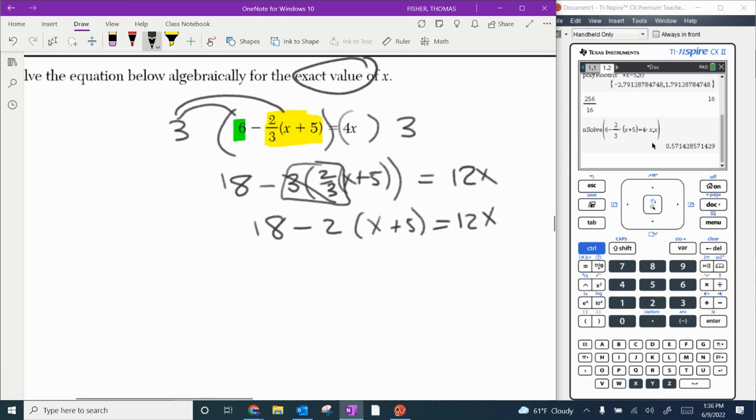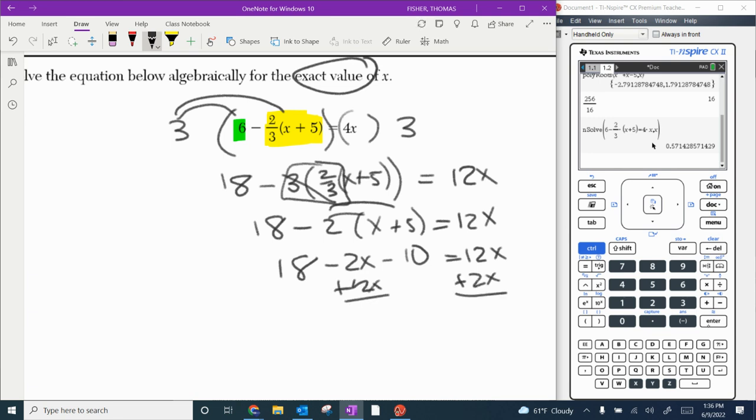That's the way I recommend doing this one, just to get rid of that fraction. Then it's a lot easier. Just multiply the negative 2 in, bring down everything else, solve for x by getting all the x's to the same side. This is 8 equals 14x, divided by 14.